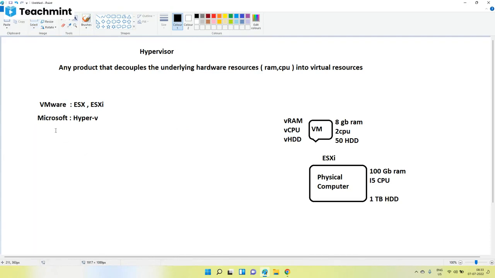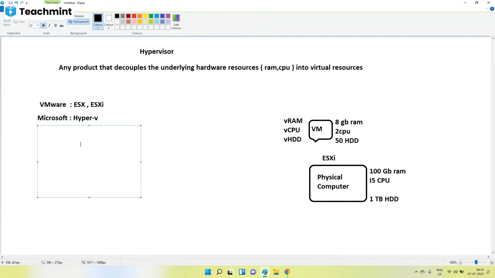It's not only these two companies; many companies have started this kind of technology. The third vendor in the market right now is Nutanix. They have a product called AHV. Then Citrix has XenServer, and Red Hat has KVM. These many hypervisors are available in the market right now.